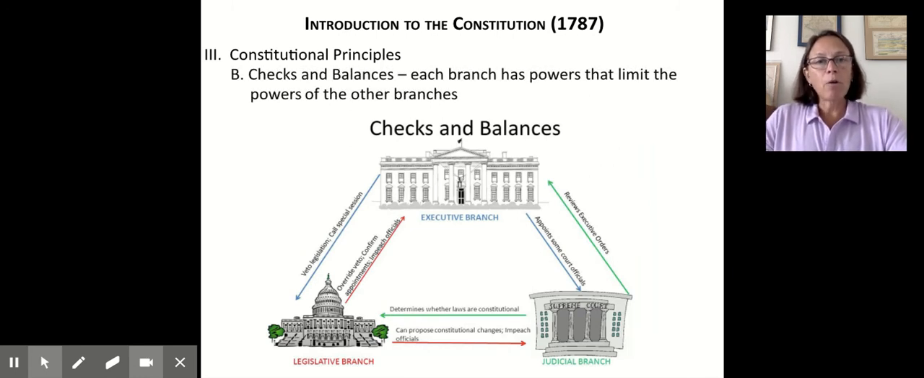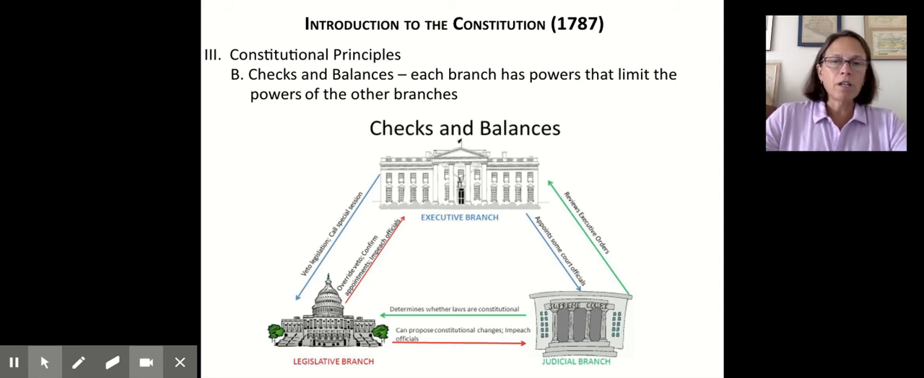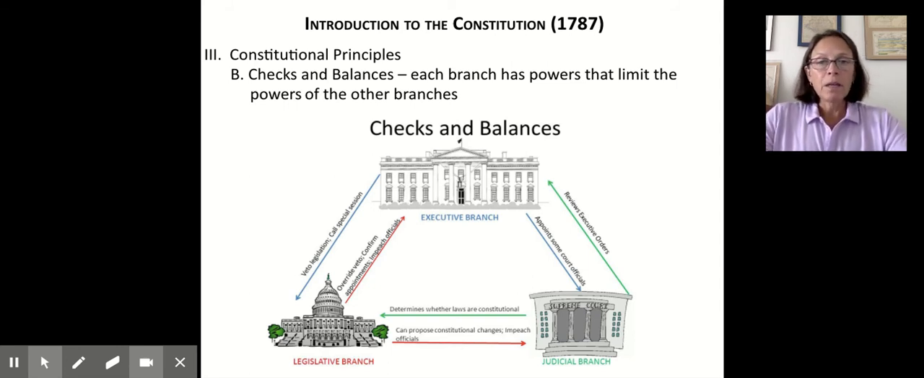Each branch has powers that limit the powers of the other branches. This is a way of checking and balancing out power, which is what the principle says. So, for example, if the legislative branch passes a law or passes a bill, the president can veto the bill. If the Congress really likes the bill and they want it to pass over his veto, over his rejection, then they can override his veto with a 2/3 majority vote. After that's all been said and done, if the law is unconstitutional, the Supreme Court, the judicial branch, will rule it unconstitutional. So it's a way of balancing out the power to ensure that one branch doesn't have too much authority over our country.